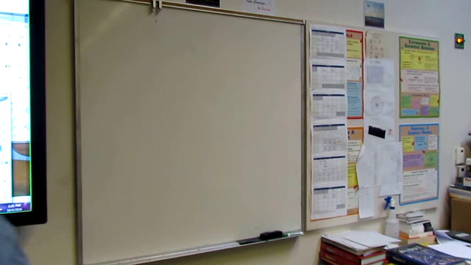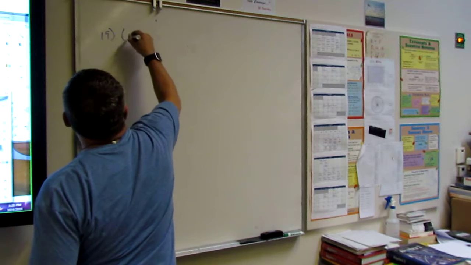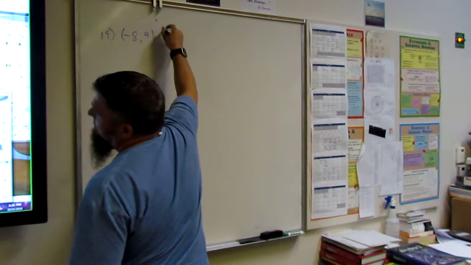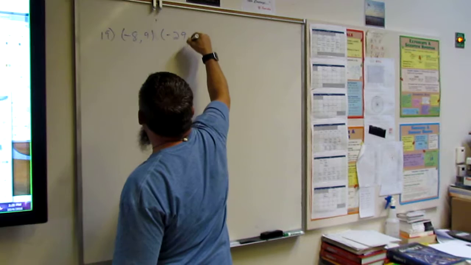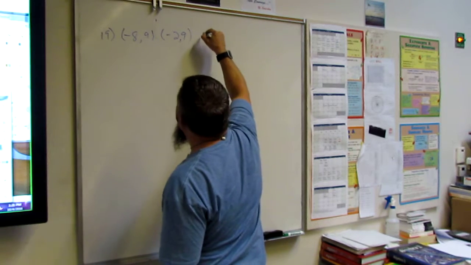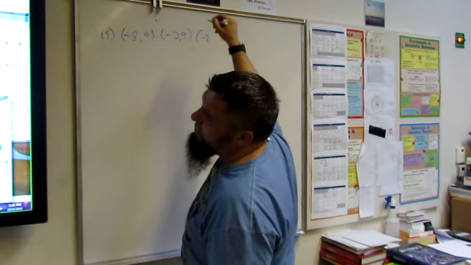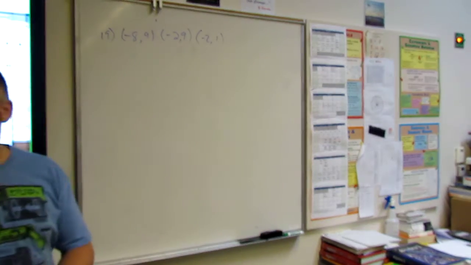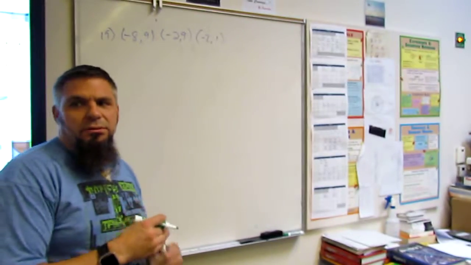Alright, for number 19, we have 8, 9, -2, 9, and -2 and 1. Okay? And to find the orthocenter here, we're finding the perpendiculars.